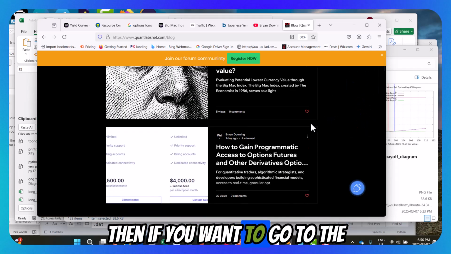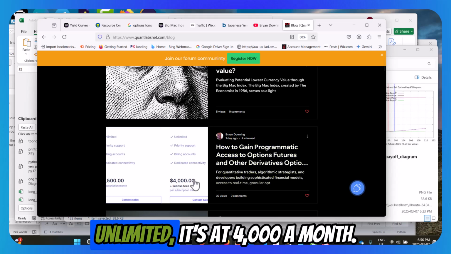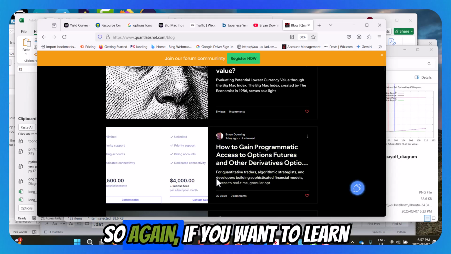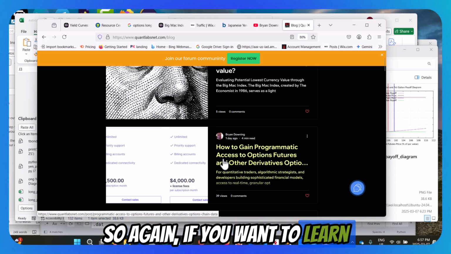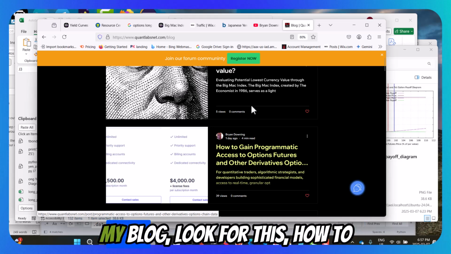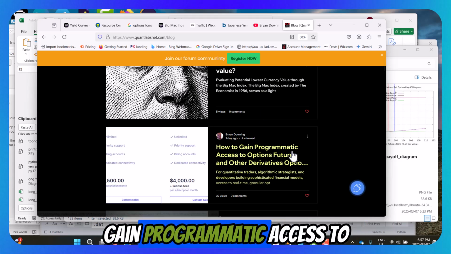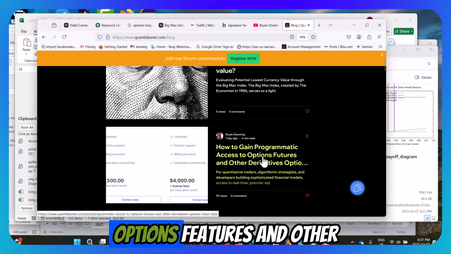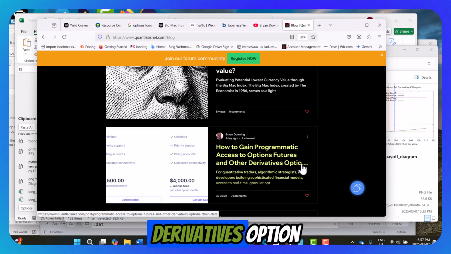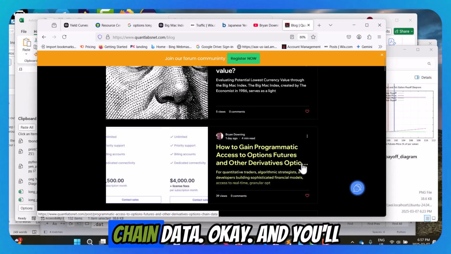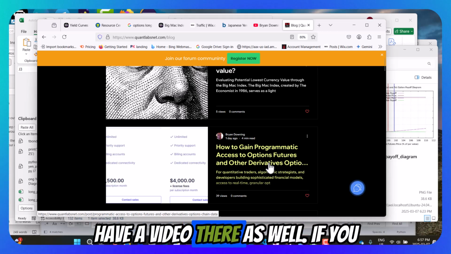And then if you want to go to the unlimited, it's 4,000 a month. So again, if you want to learn more about that, just go on my blog and look for "how to gain programmatic access to options, futures, and other derivative option chain data." Okay. And you'll understand what I mean. And I have a video there as well.